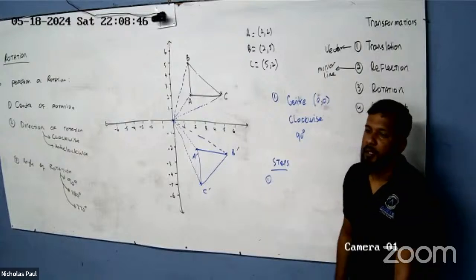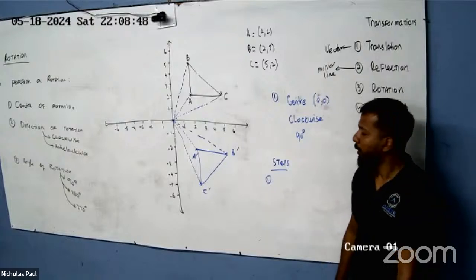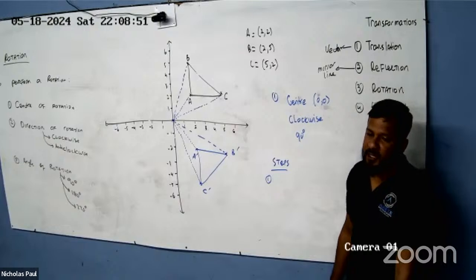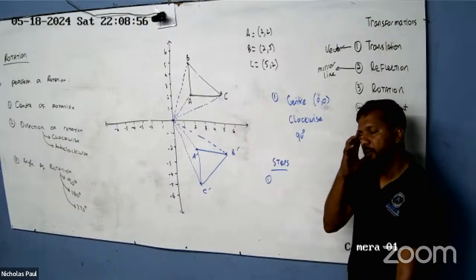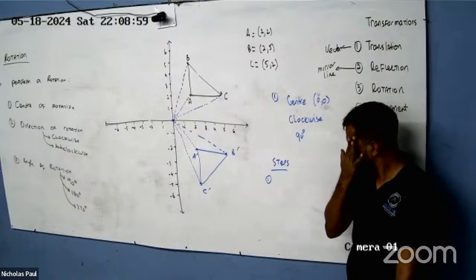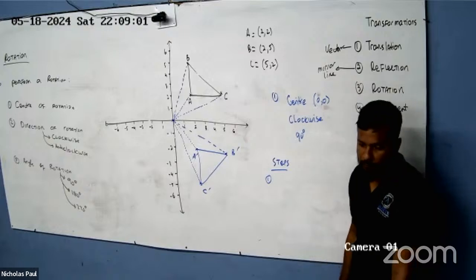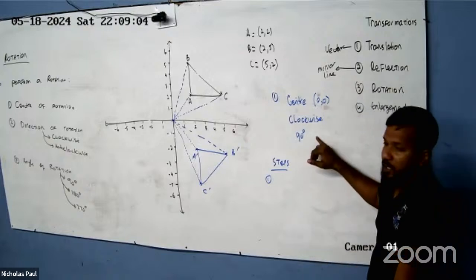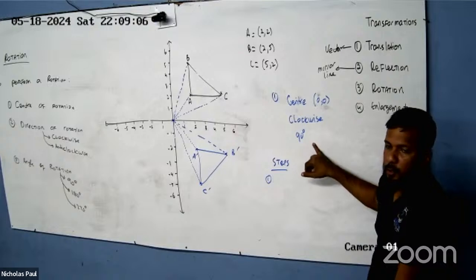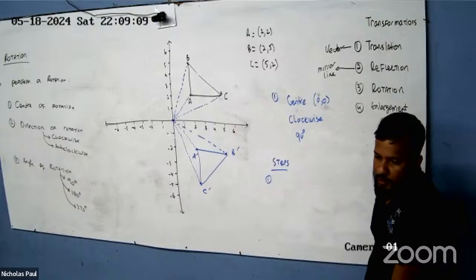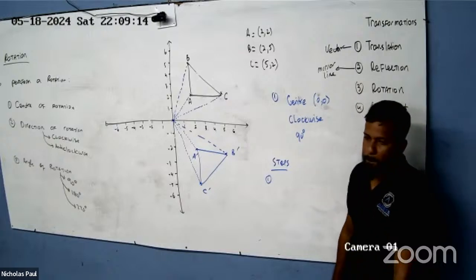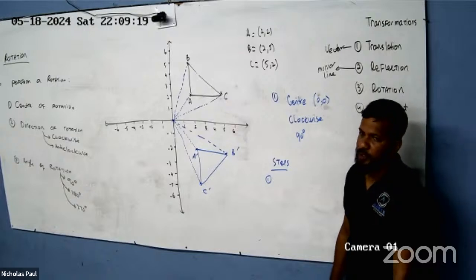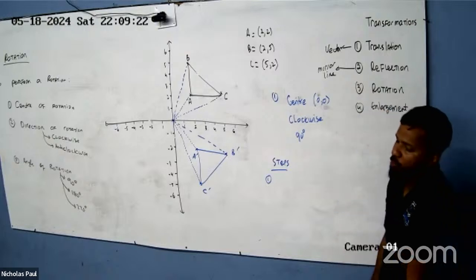Step two, using that line, measure the corresponding angle in the direction of rotation.